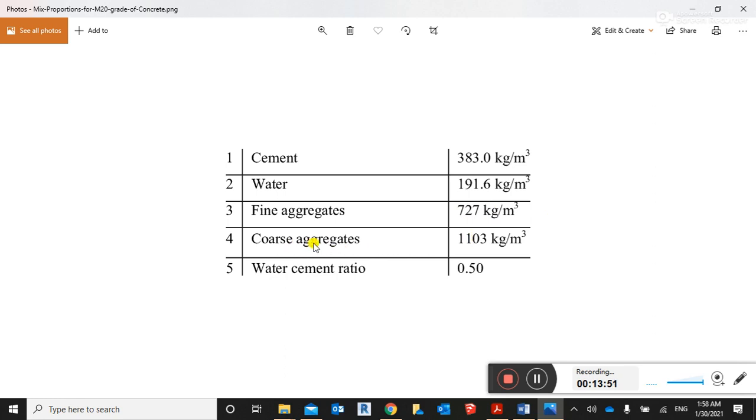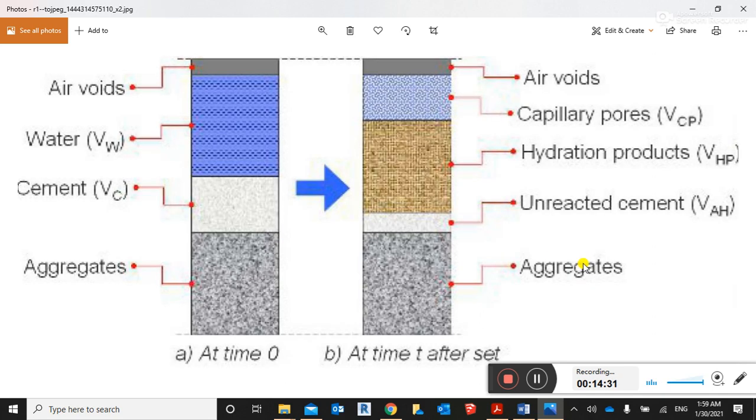Coarse aggregate, guys, we can also call simply aggregate, or crushed aggregate. But you can use gravel also for the concrete. These are the ingredients of concrete, guys. In 1 cubic meter of concrete, the amount of coarse aggregate should be 1103 kg. The water cement ratio is water divided by cement. If we divide these two numbers, in this case the ratio is 0.5, guys.